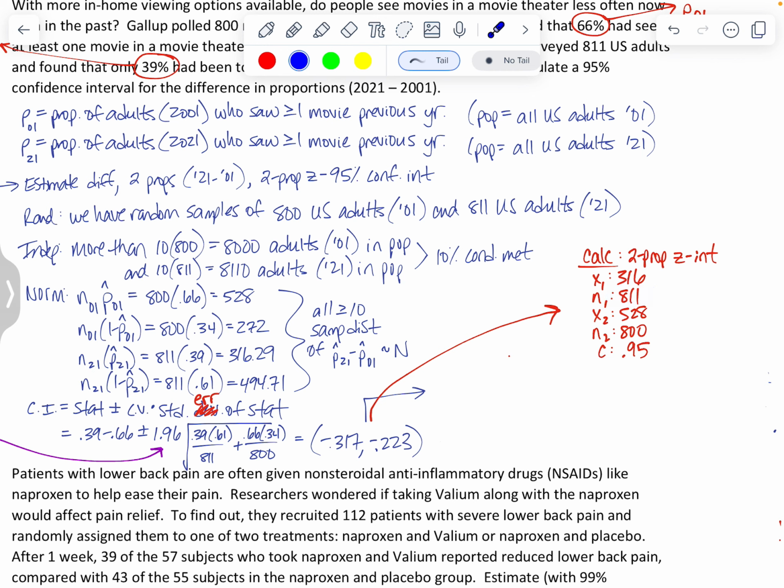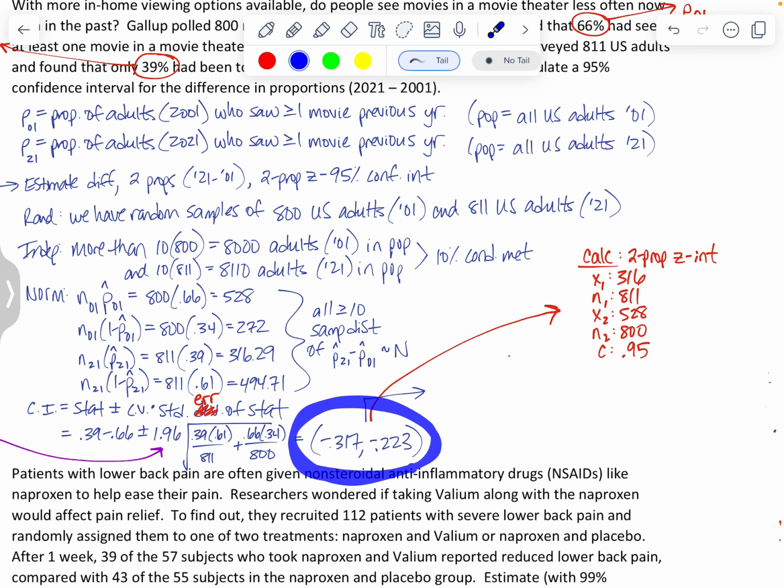How do we find the number of people in 2001 that went to a movie? So you take your sample size, which is 800, and you multiply by the proportion that we were given for 2001, which was 66. That tells me that 528 people in that sample said, yes, I went to a movie in 2001. And the sample size was 800, and the confidence level, make sure you put that as a decimal. Those are the 5 things that the calculator asked you for, and it should spit this thing out, you guys.